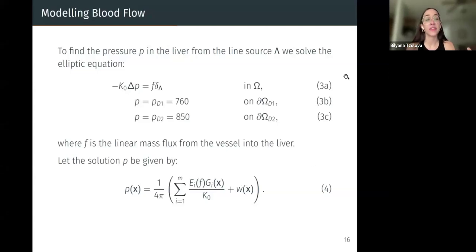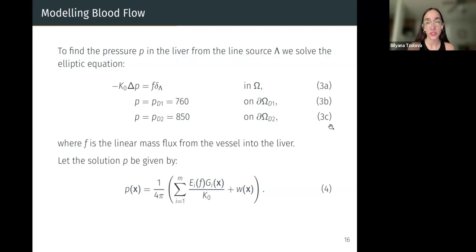So the problem that we're trying to solve here is the following Laplace equation inside of our domain omega, where we have two different boundary conditions. On the boundary of our liver, we want to set the pressure equal to 760 millimeters of mercury, which is just equal to the ambient pressure. And anywhere on the boundary where we have a vessel entering, we're going to set it equal to 850 millimeters of mercury, which is ambient pressure plus average blood pressure.